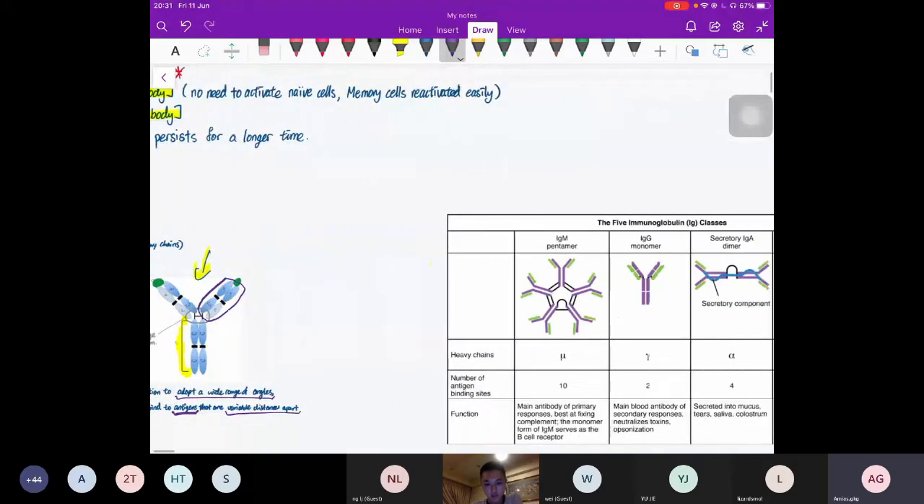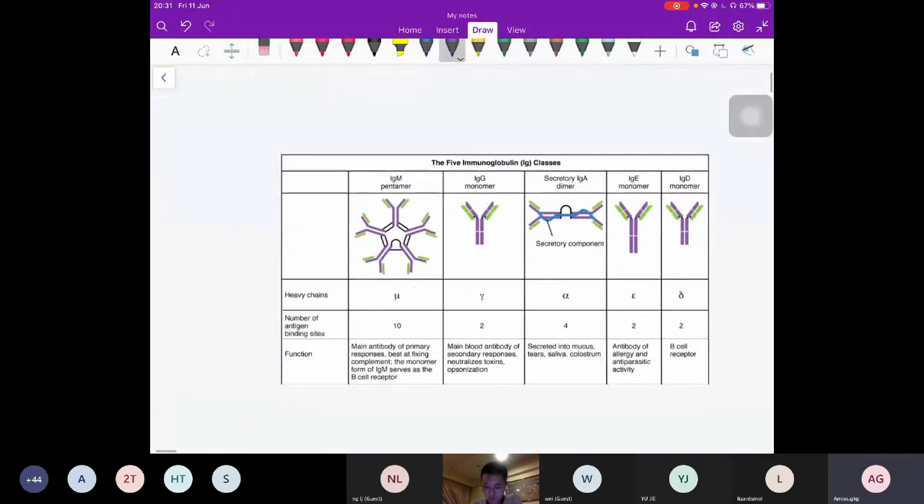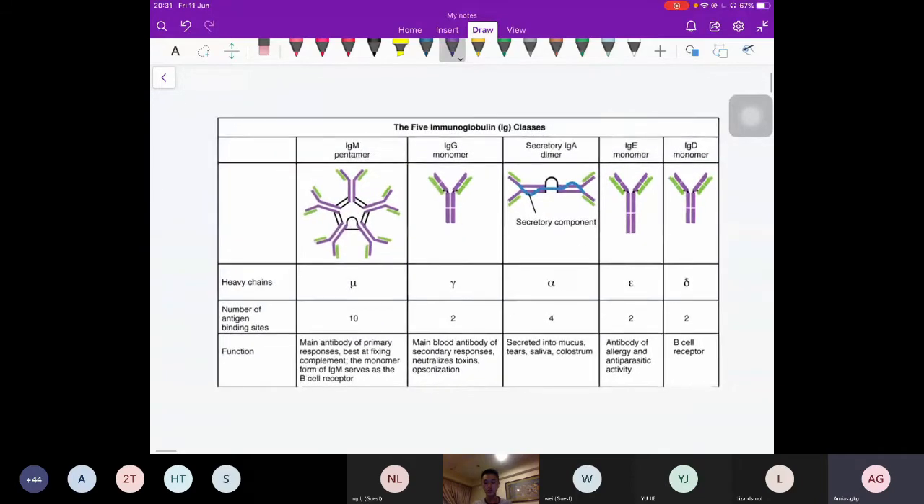Okay, next we want to talk about the different classes of your immunoglobulins. It's not a must to know what these are, but it's good to know, and it will help you in your understanding a lot of this topic. So we're just going to focus on your IgG. This is the focus of your syllabus, and we're going to focus on IgD and IgM.